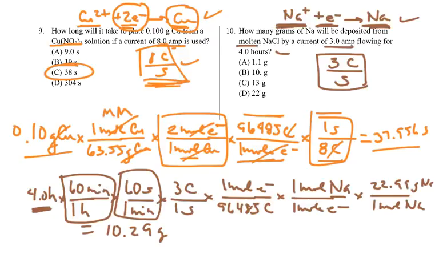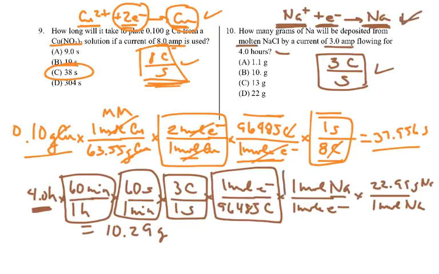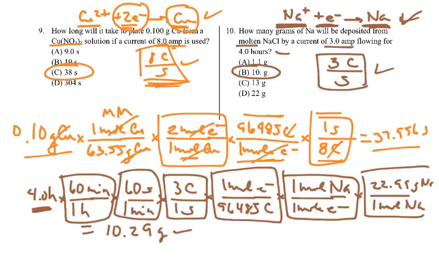And then we can use our amp idea that every 1 second we get 3 coulombs. We've got our Faraday constant that there's 96,485 coulombs in a mole of electrons. From our equation up here, we know that 1 mole of electrons will get us 1 mole of sodium. And then we need the molar mass of sodium, that there's 22.99 grams of sodium for every mole of sodium. Multiply this all together, we get 10.29 grams. From our choices, rounded off to 2 significant figures, that's 10 grams. And that's answer B, the multiple choice.